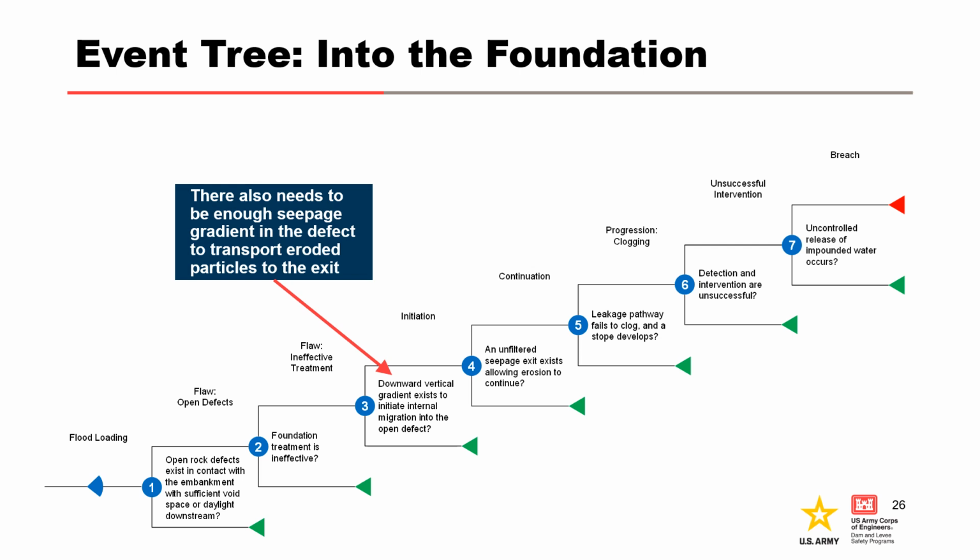If the exit daylights downstream, there also needs to be sufficient gradient to transport the particles to the exit. Node 4 is continuation. An unfiltered exit exists. Node 5 is progression. The leakage pathway fails to clog. Node 6 is intervention. Detection and intervention are unsuccessful. And finally, Node 7 is breach. An uncontrolled release of impounded water occurs.